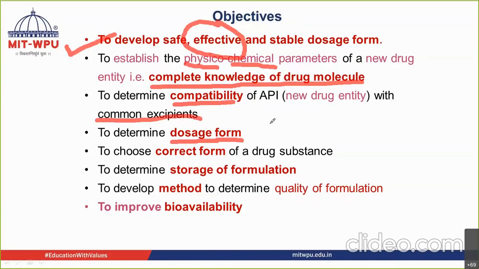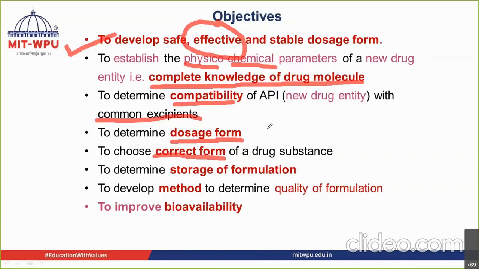Now, some people say that you have to do the pre-formulation study and then you have to decide about the dosage form. Whereas some literature says that you have to decide upon the dosage form first and according to that you have to do the pre-formulation studies. But in order to develop a dosage form, definitely the pre-formulation study is very, very important. Okay. In order to choose the correct form of the drug, there is a crystalline form, there is amorphous form, there are different polymorphic forms that are present of our drugs, right?